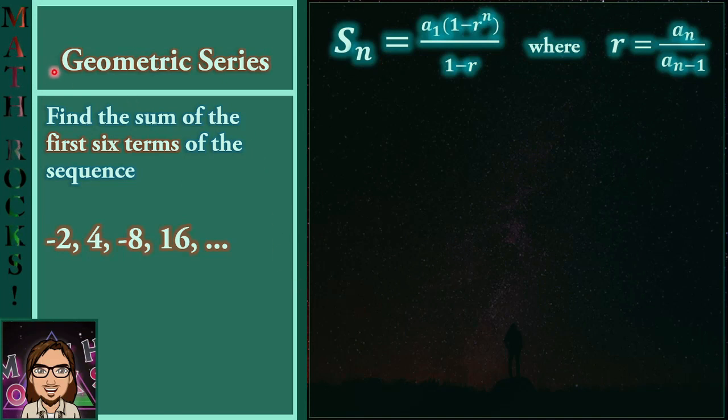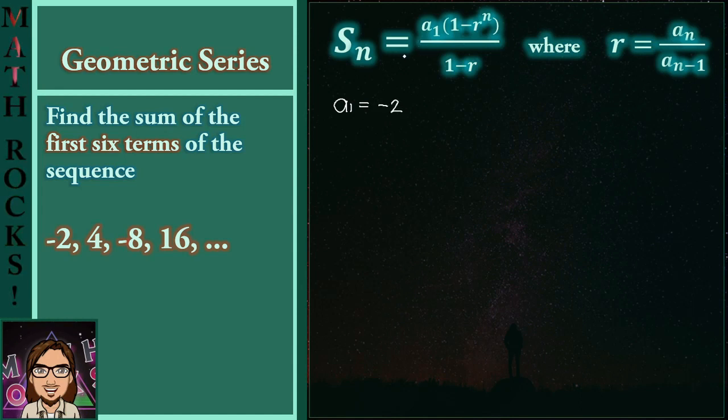Let us proceed with a problem. Here we need to find the sum of the first 6 terms of the sequence. The sequence has the first few terms of negative 2, positive 4, negative 8, and positive 16. First, we would like to write all the important information that we can gather out of this problem, starting with our first term of negative 2.